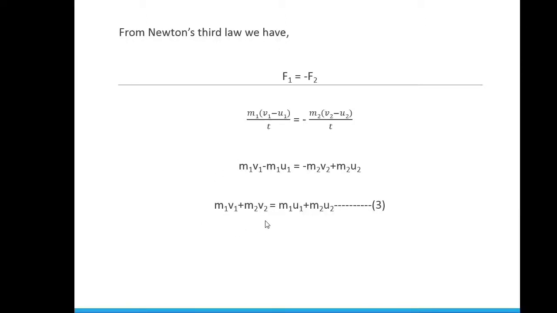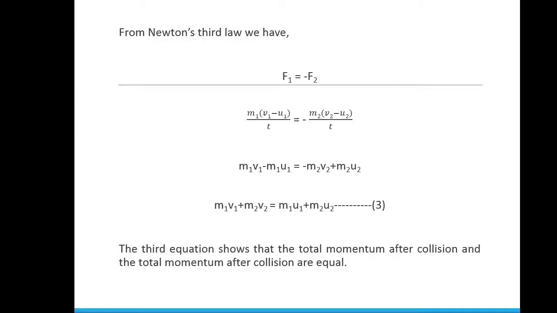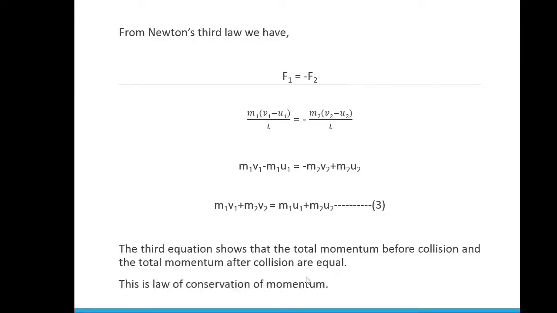This is the law of conservation of momentum. So the third equation shows that the total momentum before collision and the total momentum after collision are equal. Just like when you say that energy is conserved, it means energy remains the same before and after all the changes that can happen to the system. Similarly, the momentum of any given system remains constant before and after any changes that take place in it.